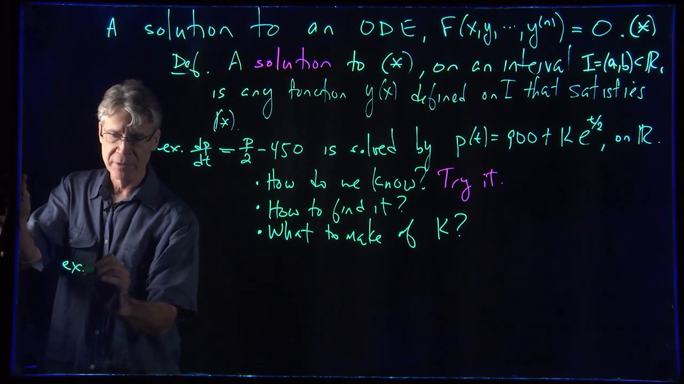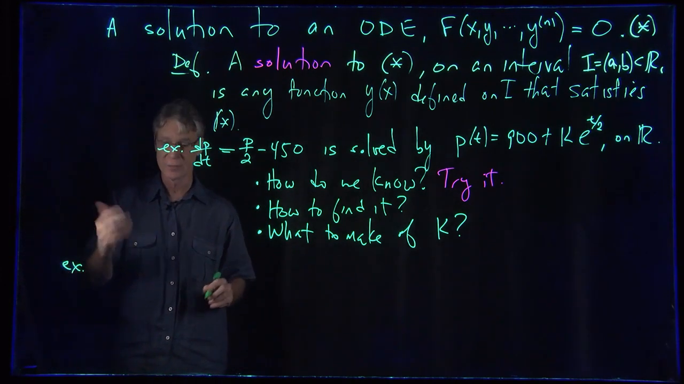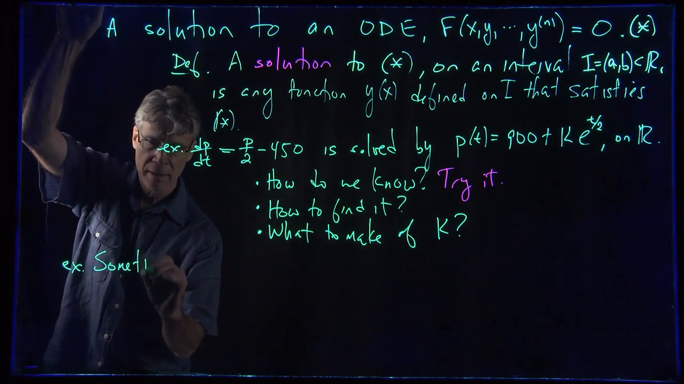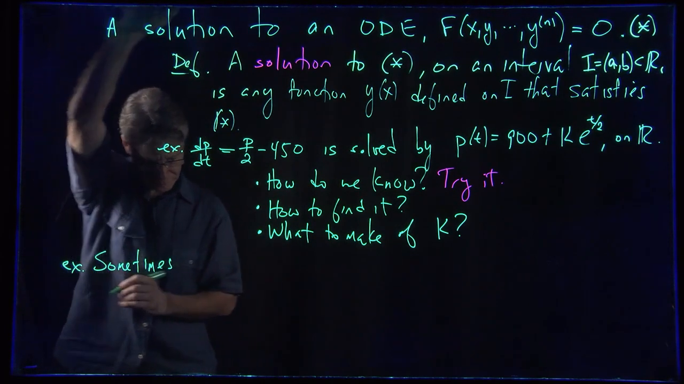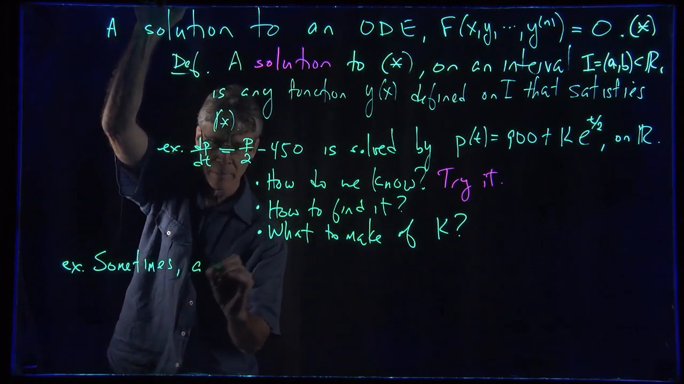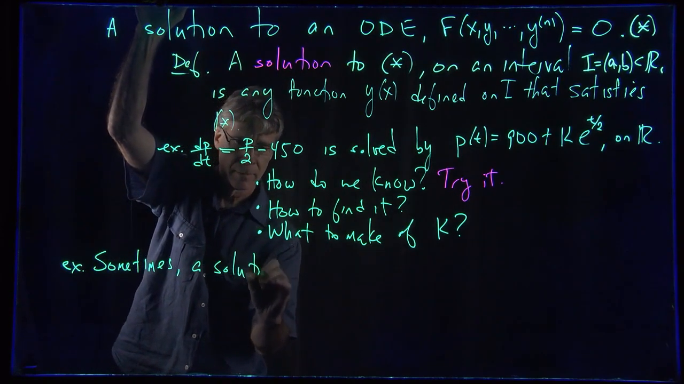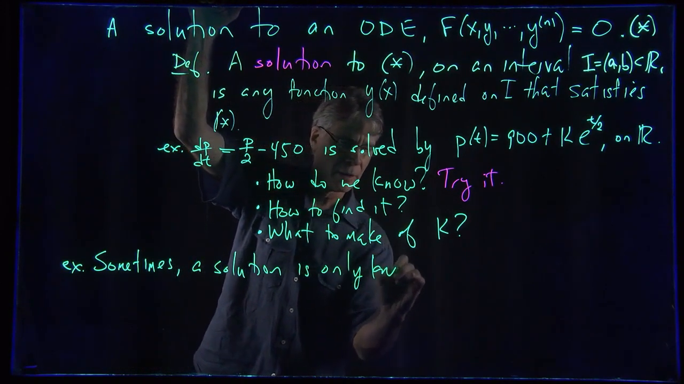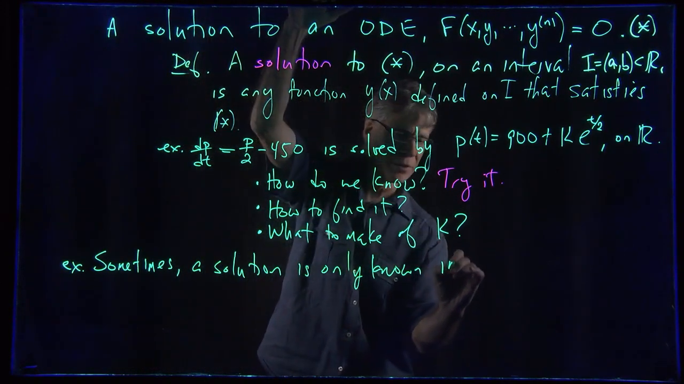A couple more examples that I want to sort of focus on and give you some sense for what's happening here. Sometimes a solution is only known implicitly.